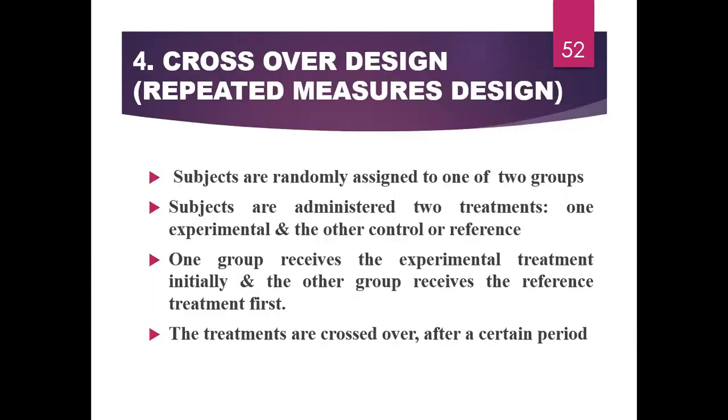Now, number 4, crossover design. Crossover, or also known as repeated measures design. Subjects are randomly assigned to one of the 2 groups. They are administered 2 treatments, one experimental and the other control or the reference. One group receives the experimental treatment initially and the other group receives the reference treatment first. And then the treatments are crossed over after a certain period.